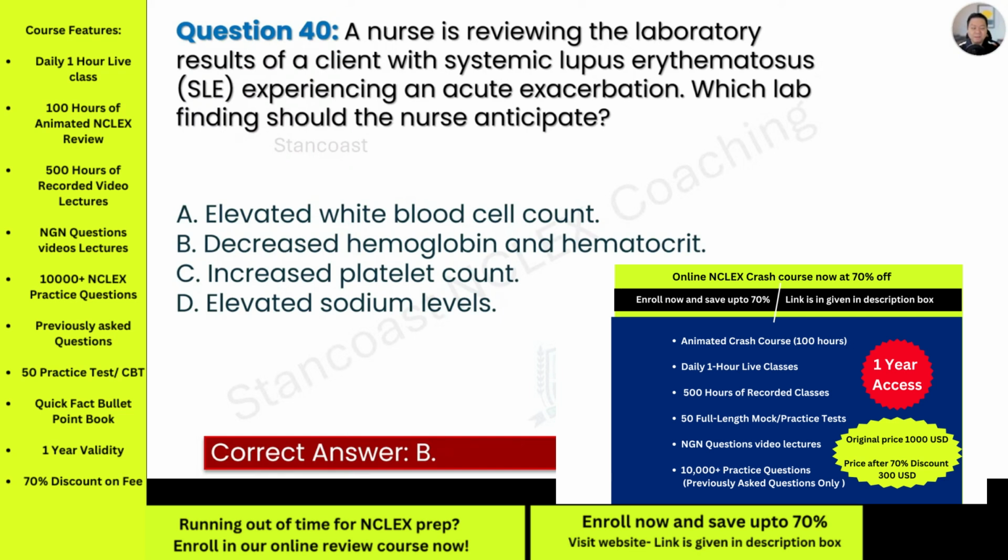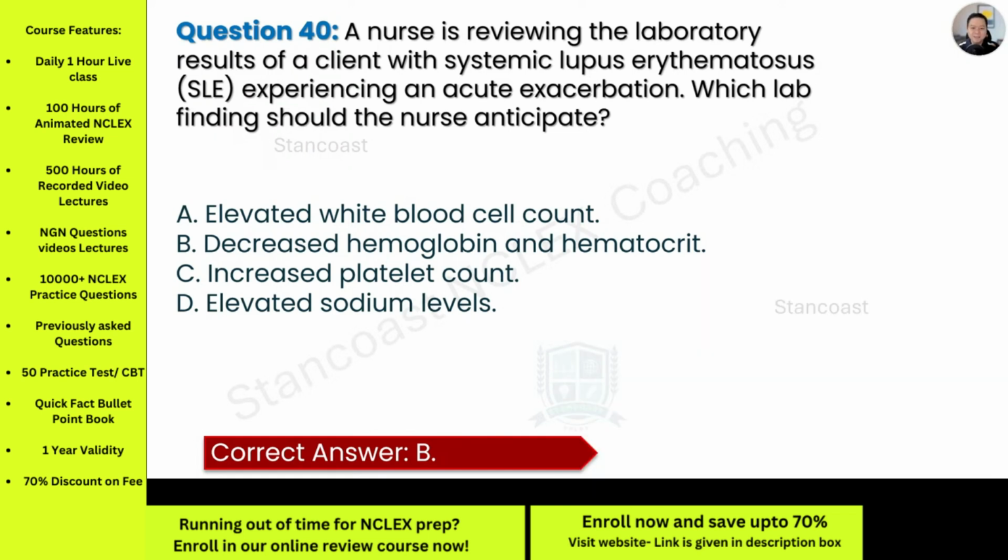And while infection may cause a white blood cell increase, it's not directly related to SLE exacerbations. Now for letter C, another incorrect option here because thrombocytopenia, or low platelet counts, are more commonly seen in clients with SLE. Because the autoimmune process can target the platelets, it will reduce their numbers. And for letter D here, elevated sodium levels are not characteristic of SLE as well.